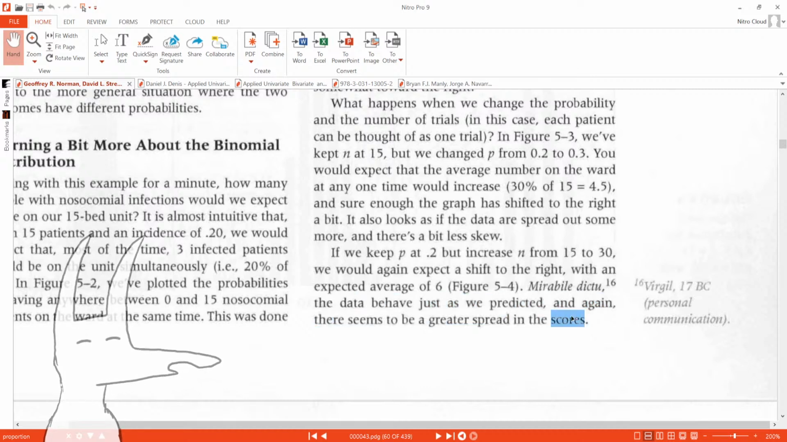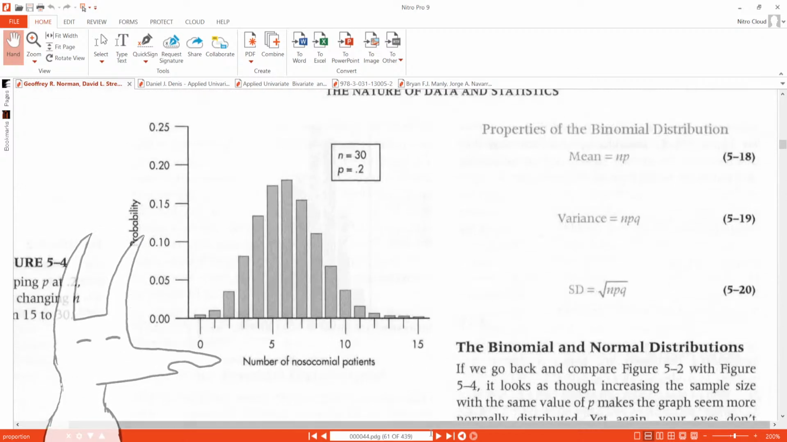The data behave just as we predicted, and again there seems to be a greater spread in the scores.